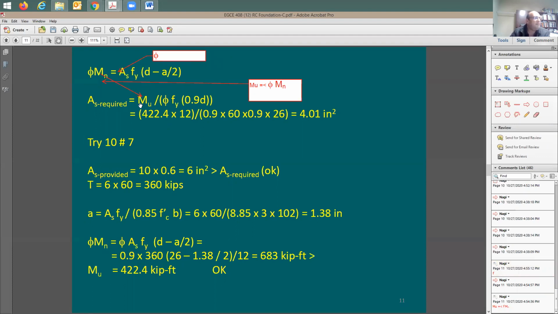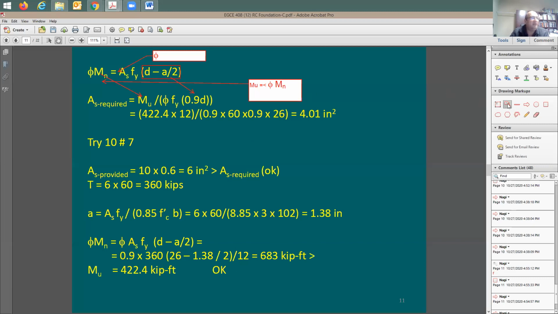So I said, okay, let me take the equation: A s is going to be M sub U divided by phi times f y. And since I don't have a over 2, I'm going to assume that d minus a over 2, this whole term, is equal to 90% of d. We went through this already very quickly, but we didn't really spend time working on it with you guys. So I'm going to say d minus a over 2, I'm going to have an assumption for it, it's going to be 90% of the depth d. Just an assumption.